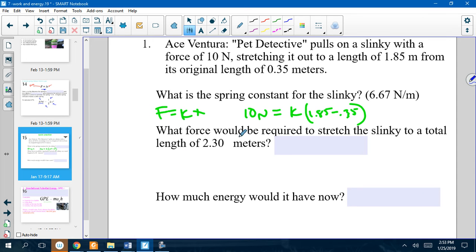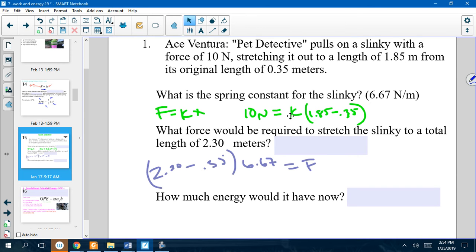So go ahead and figure out what that change in length is. So we're going to take 2. Why can I not write a 3 today? The 2.3 minus 0.35. That'll give us our x. And multiply that by our spring constant. And that should give us our total force, which should be around 13 newtons.